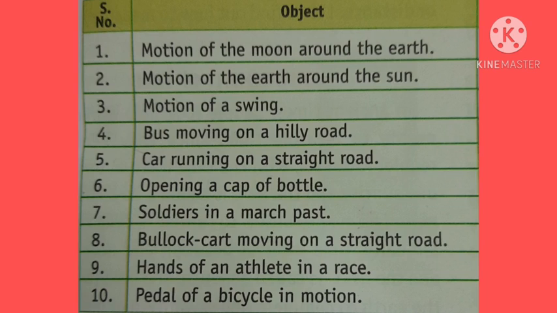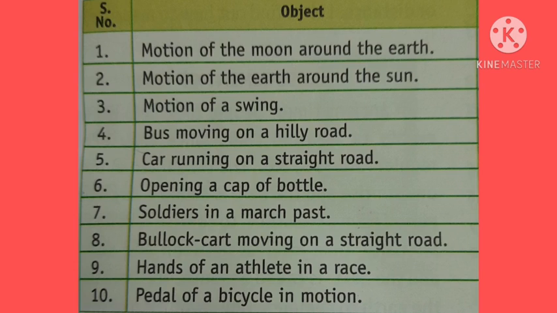Second is the motion of the earth around the sun. This is also revolutionary motion or periodic motion because it also takes a fixed interval of time, like 365 days. Yes, you know? Next, motion of a swing, to and fro motion. One time it goes to the front, again it comes to the mean position, again it goes to the back. So this type of motion is called periodic motion.